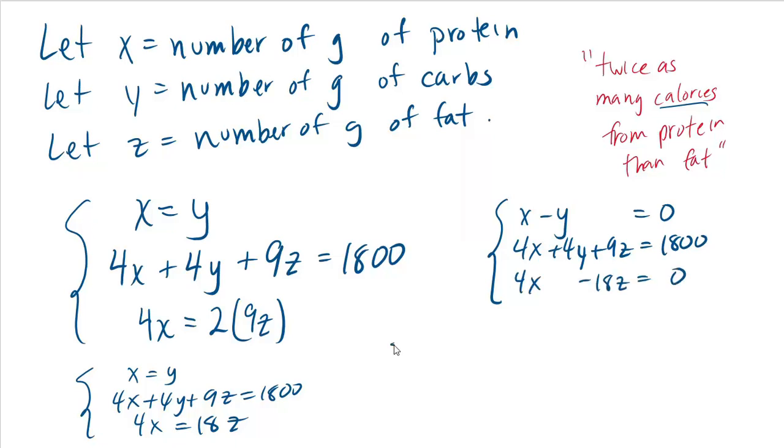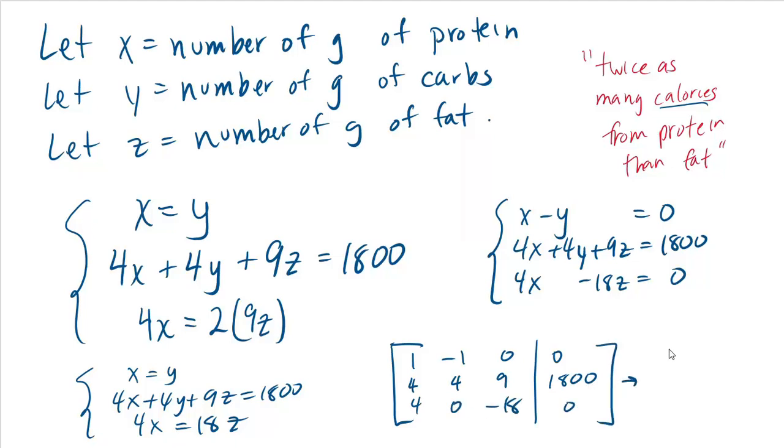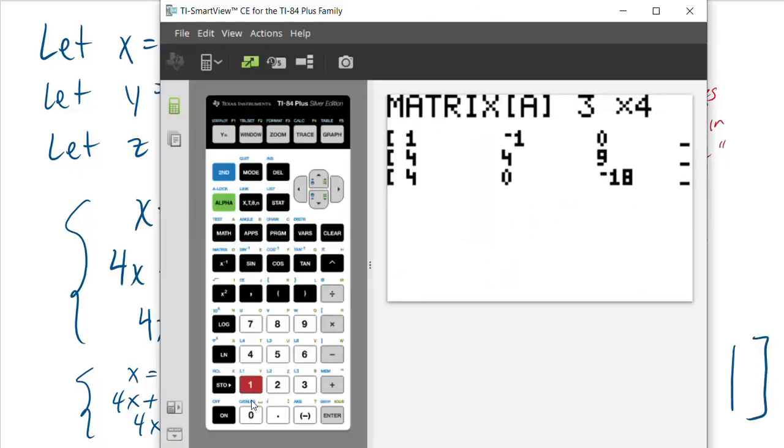Now we can represent the system with a matrix. The first row would be 1, negative 1, 0, 0. The second row would be 4, 4, 9, 1,800. The last row would be 4, 0, negative 18, 0. And now we're going to get that into reduced row echelon form using the calculator.